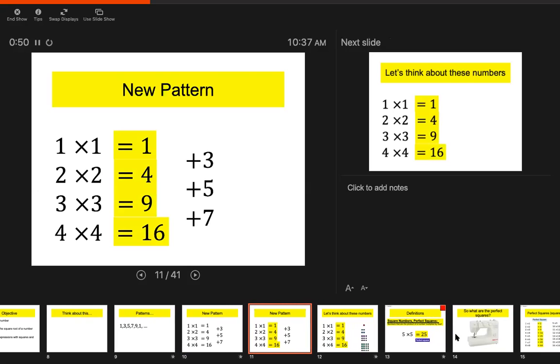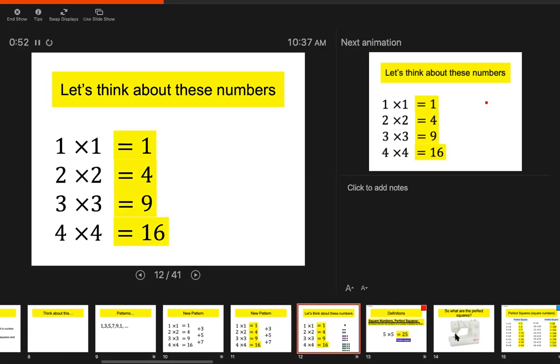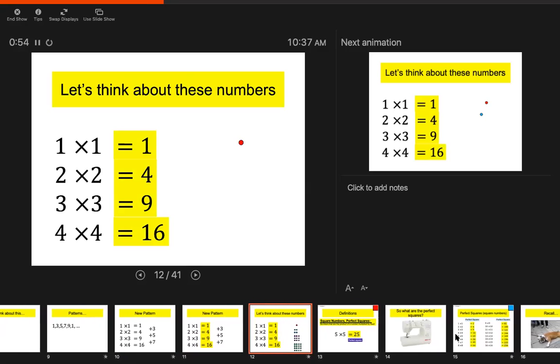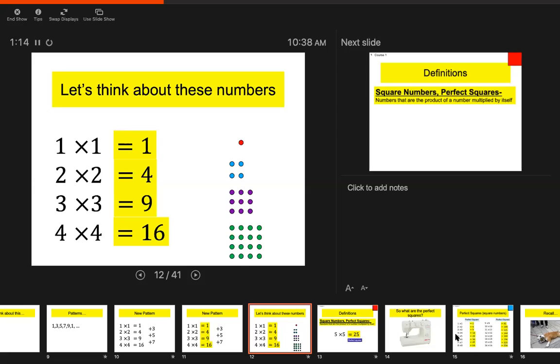And the question is, well, you can see a pattern here. The question is, why are they called square numbers? And I said that if you represent the answers, 1, 4, 9, and 16, by dots, 1 dot for 1, 4 dots for 4, 9 dots for 9, and 16 dots for 16, the physical shape that you make when you arrange those dots can be a square. That's why they call them square numbers.